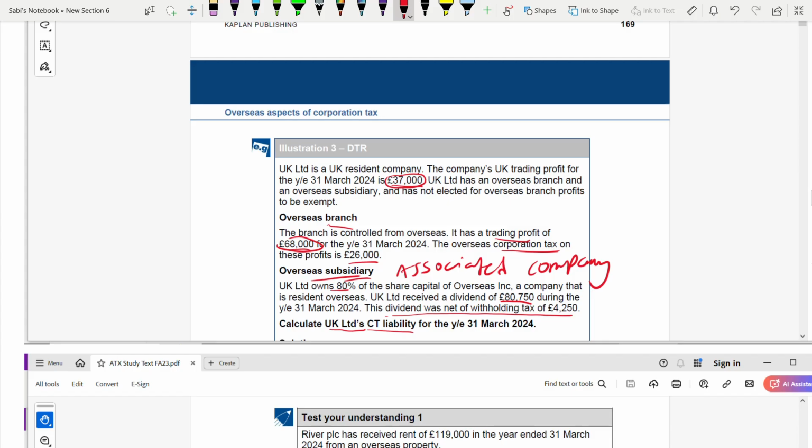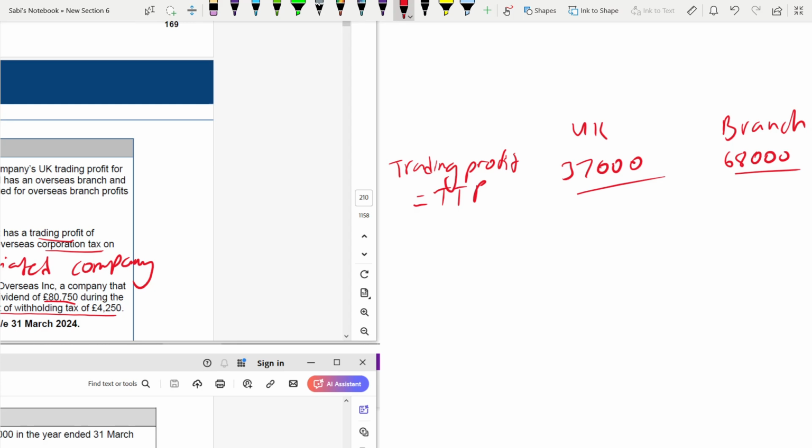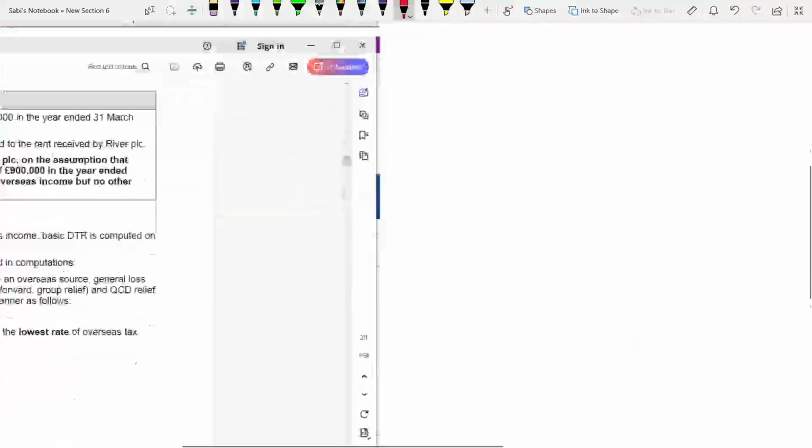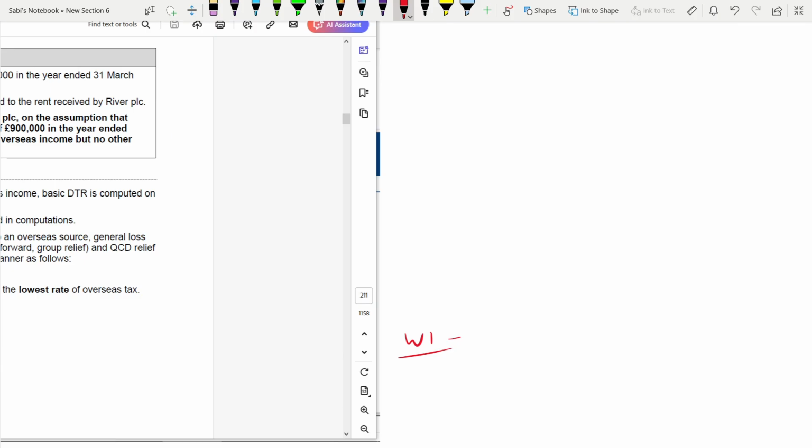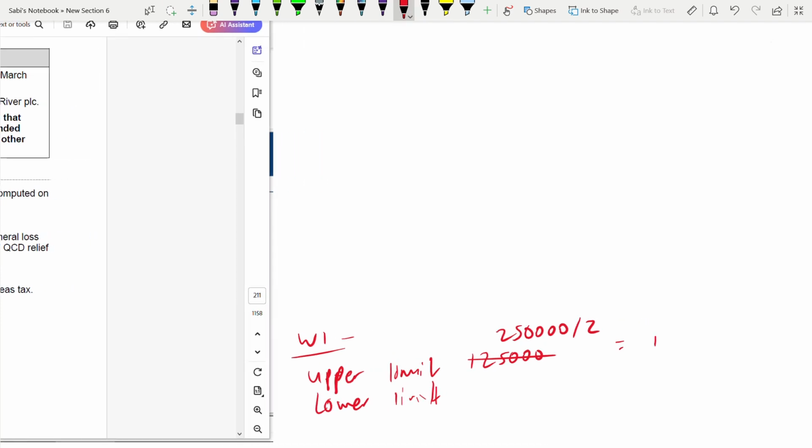So now your upper limit. Okay, I'll do the working here. Your upper limit was for corporation taxes what? 250,000. Now there are two associated companies. One is the subsidiary and one is you. So 125,000. And lower is 50. Divide by 2, 25,000.